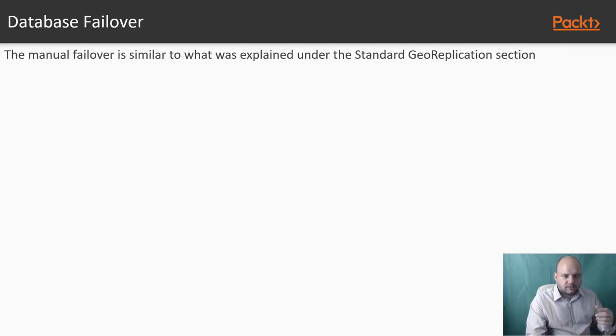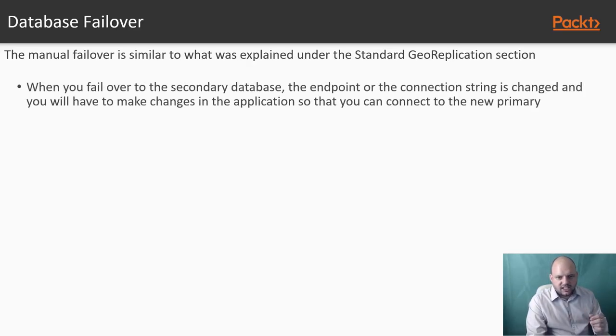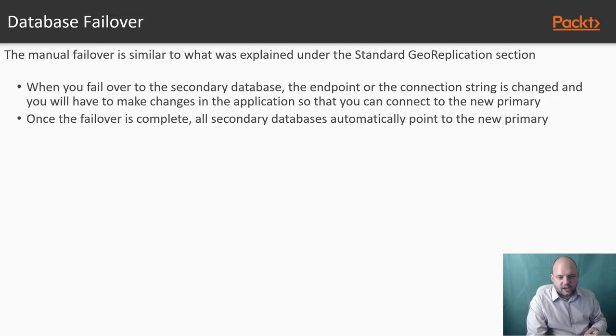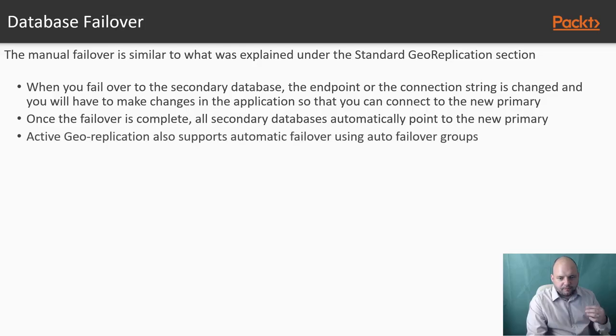Now the failover process is similar to what we explained under the standard geo-replication slides. With active geo-replication, when you fail over to the secondary database, the endpoint or the connection string is changed, and you'll have to make changes in the application so you can connect to the new primary. Once the failover is complete, all secondary databases automatically point to the new primary. And in addition to manual failover, active geo-replication supports automatic failover using something called auto failover groups.